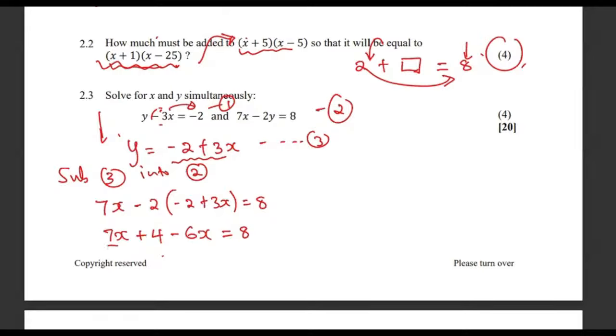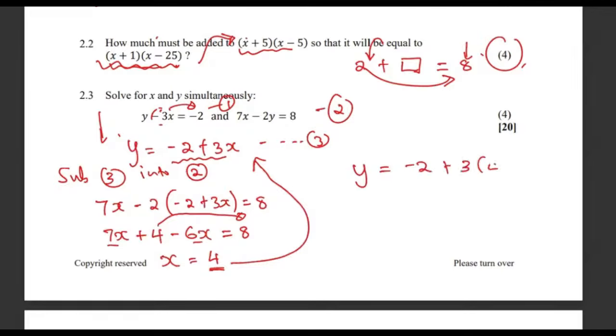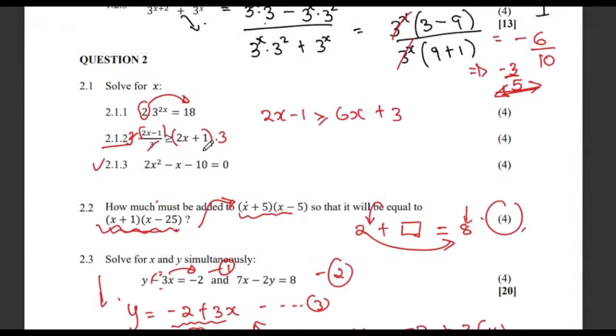Then we know that 7 minus 6 is just 1x. Let's move this 4 to that side. It's going to be 8 minus 4, which gives us a 4. So our x is 4. To get the value of y, substitute into equation 3, meaning it's negative 2 plus 3 times 4. So negative 2 plus 12, which gives us just a 10. Okay, so that is how we would obtain those 20 marks. So far we have 33 marks out of 100.